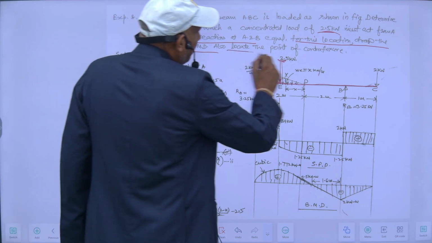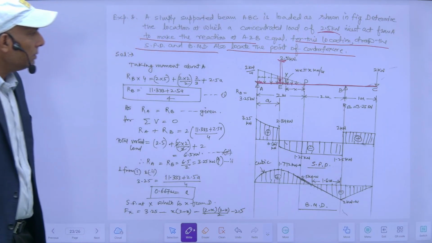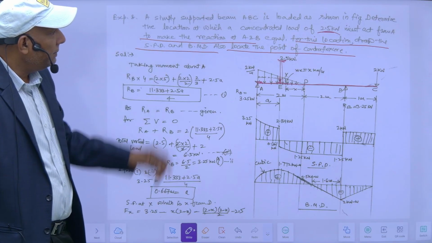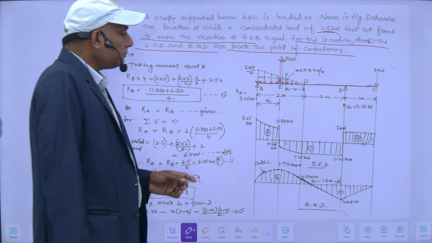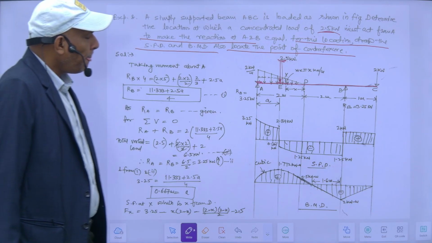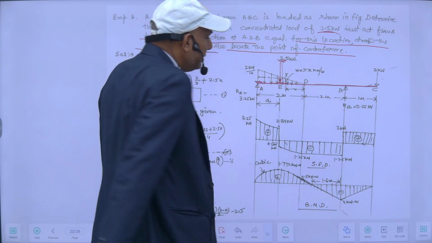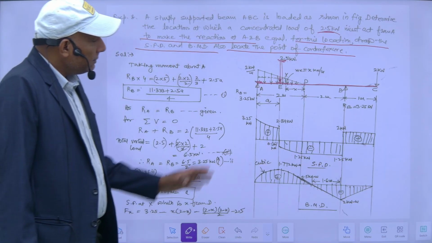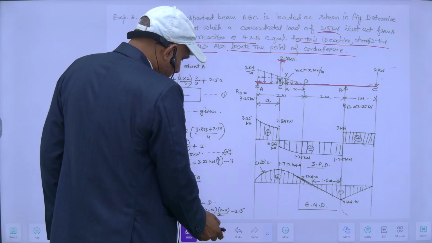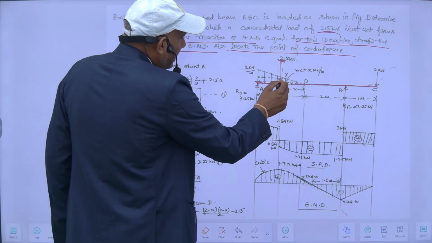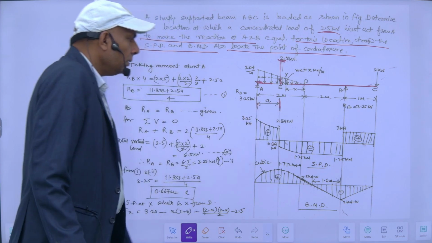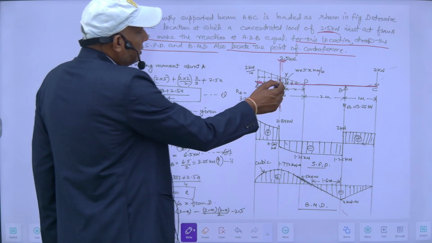Third, locate the point of contraflexure. So there are three things: location of contraflexure, then drawing of SFD and BMD, and first is the location of this 2.5 kilonewton, where I should place it so that my vertical reactions at A and B are equal to each other. So this is my loaded diagram. Suppose the location where this load is acting is at a distance of A from this spot.